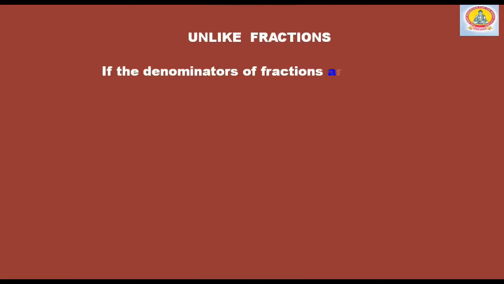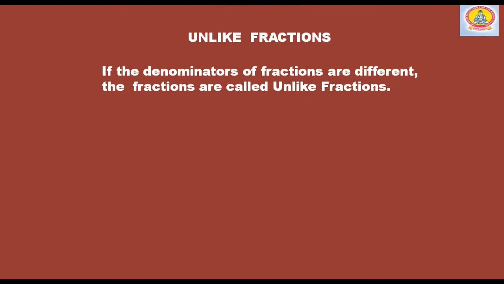Unlike fractions. If the denominators of fractions are different, the fractions are called unlike fractions. Examples: 3 by 5, 1 by 4, 5 by 3 and 7 by 8. In these fractions the denominators are different, so these fractions are called unlike fractions.